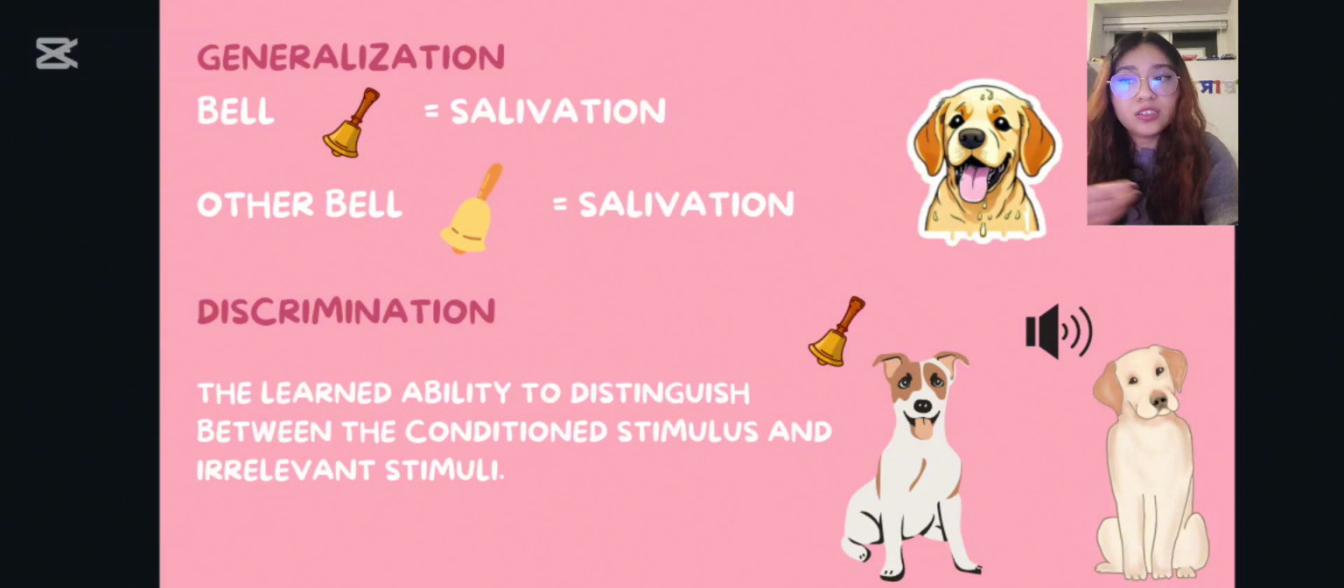Discrimination is the learning ability to distinguish between the conditioned stimulus and an irrelevant stimulus. For example, if we ring the bell and also turn on the light, he's going to know what the stimulus is. The stimulus is the bell, so he can ignore the other stimulus, the light. Even if there is another stimulus around, he is going to know that the bell is the stimulus that is conditioned to show the food.